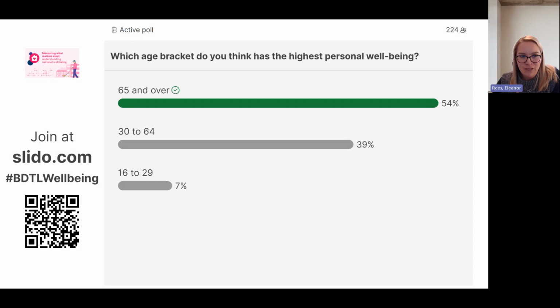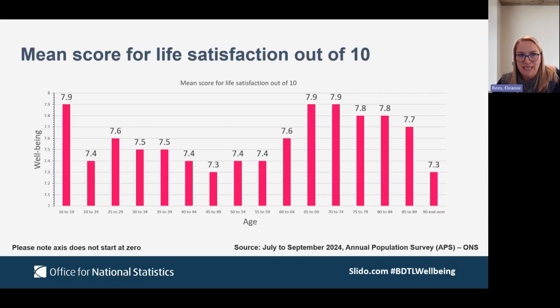Okay, fab. So if we move on to the charts, what you'll be able to see is that if we look at the average life satisfaction during July to September last year, we can see that life satisfaction is generally higher for those over the age of 65 compared to those aged around 20 to 60.